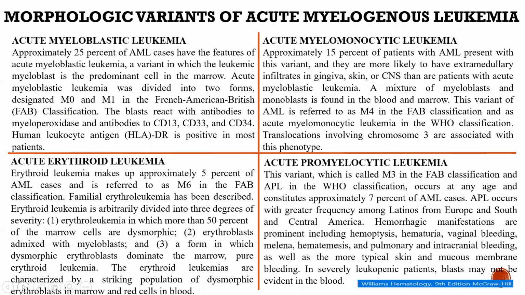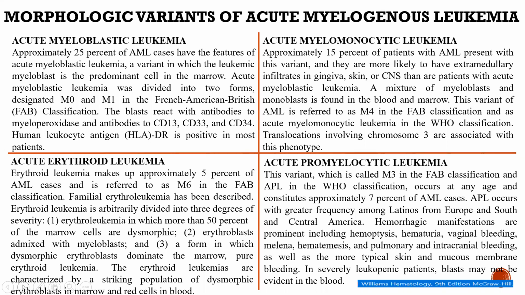Acute myeloblastic leukemia, M1, represents approximately 25% of all acute myeloid leukemia cases and has features of acute myeloblastic leukemia, a variant in which the leukemic myeloblast is the predominant cell in the marrow.